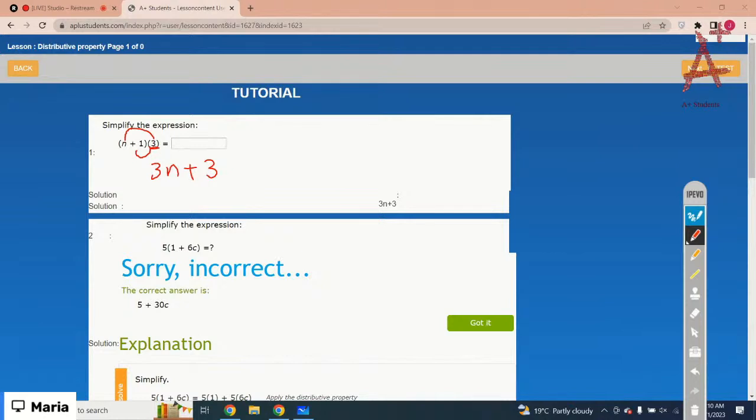Okay, the next one is 5 times 1 plus 6c. So you have to multiply the 5 with everything inside the bracket. Got it? So you have to do 5 times 1 plus 5 times 6c. Basically here we have applied the distributive property. You have to multiply everything outside the bracket with everything inside the bracket. So 5 times 1 is 5 and 5 times 6 is 30c. Got it?